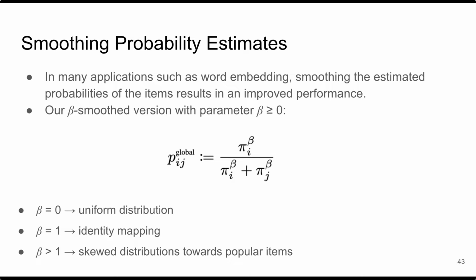Okay. Another technique that we use in addition to the rank aggregation is we smoothen the estimated probabilities of the items to improve the performance. This is a very common approach when using word embeddings. You can use a parameter like beta to smoothen the probabilities: beta 0 is equivalent to a uniform distribution, beta 1 is identity, and beta larger than 1 basically skews the distribution towards more frequent and popular items.